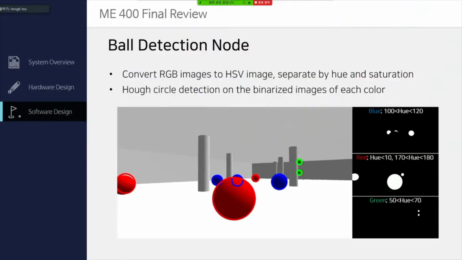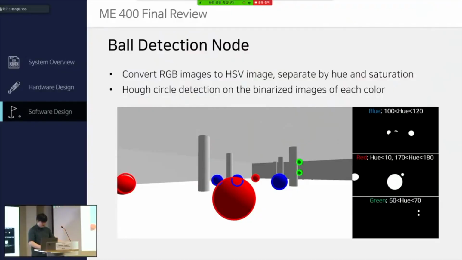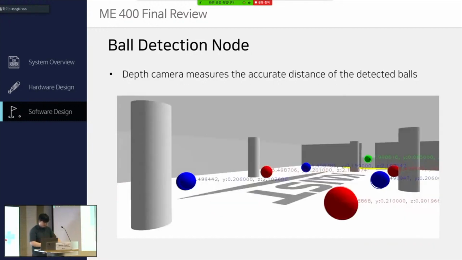In the ball detection node, we use both the RGB camera data and depth camera data to find the ball. The RGB image is used to find the rough location of the balls of each color on the image using the half circle detection method. The depth camera finds the point of minimum distance on the circles detected on the RGB image. It uses the projection matrix to find the relative coordinates of the balls.